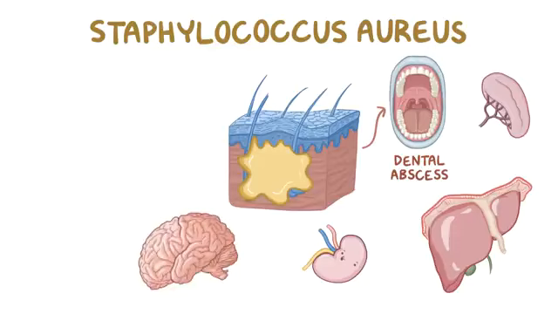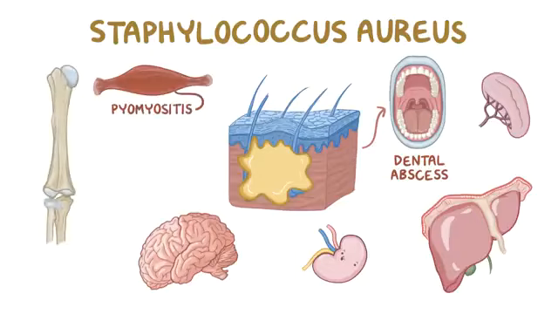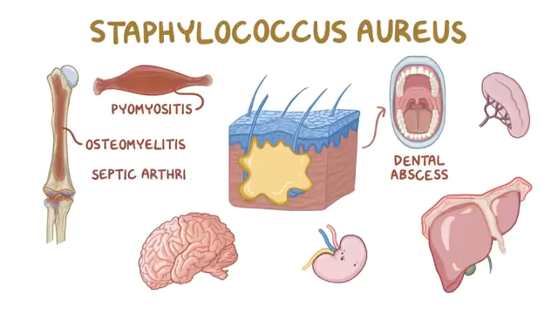Now, if the infection is overlying a muscle, it can spread into the muscle, causing pyomyositis. If it gets into the bone, it can cause osteomyelitis. And if it gets into the joint space, it can cause septic arthritis.